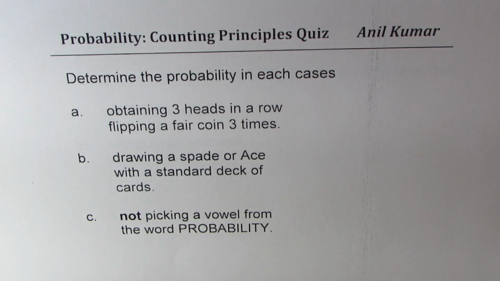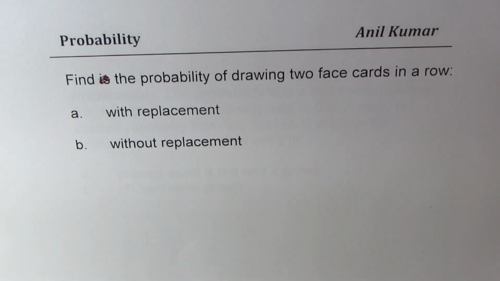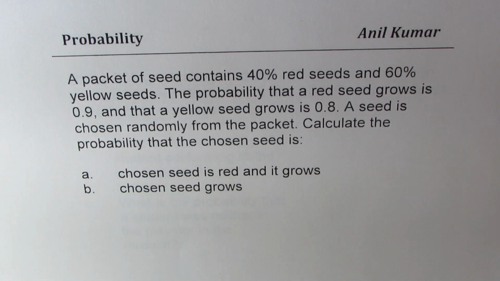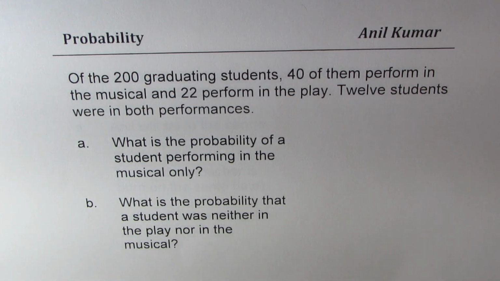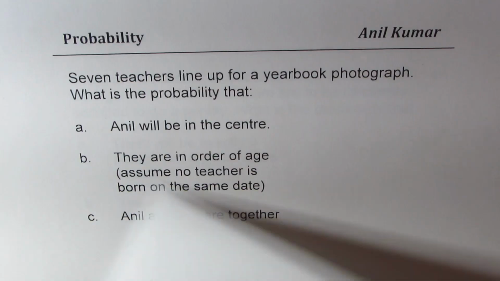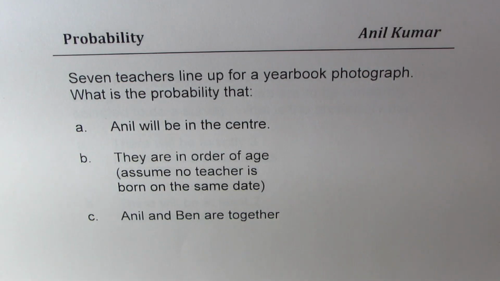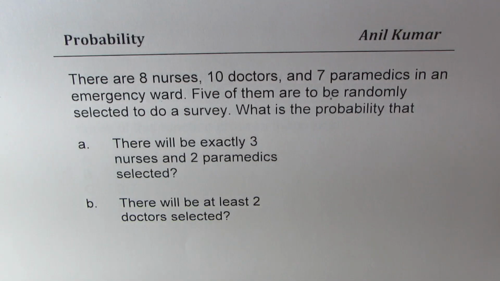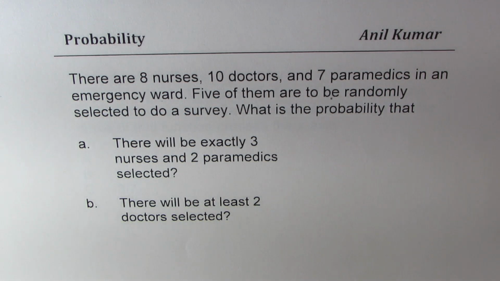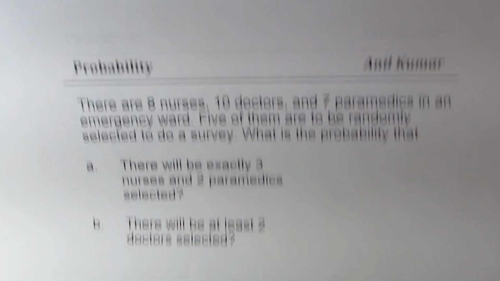Here is question number 1, followed by another simple question where we will find the probability of drawing from a deck of cards. Then we will have a probability based question where a tree diagram will be used to solve. This will be followed by another question where we will understand how to use a Venn diagram and then answer the question. And then we have questions based on permutation and combination. These are a couple of questions based on permutation and combination, and this will be followed by a thinking question.